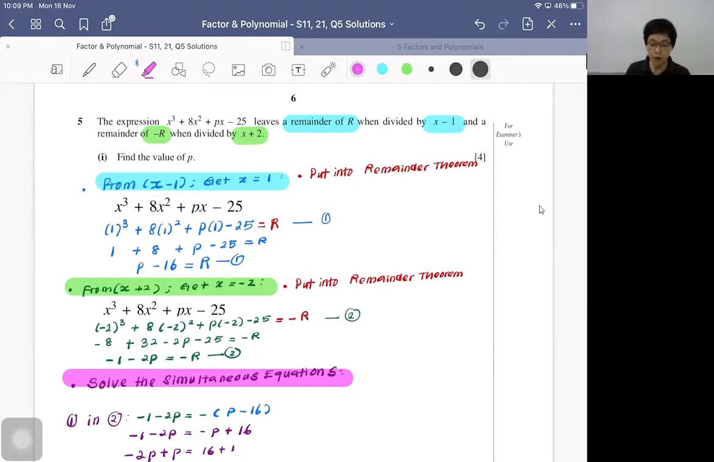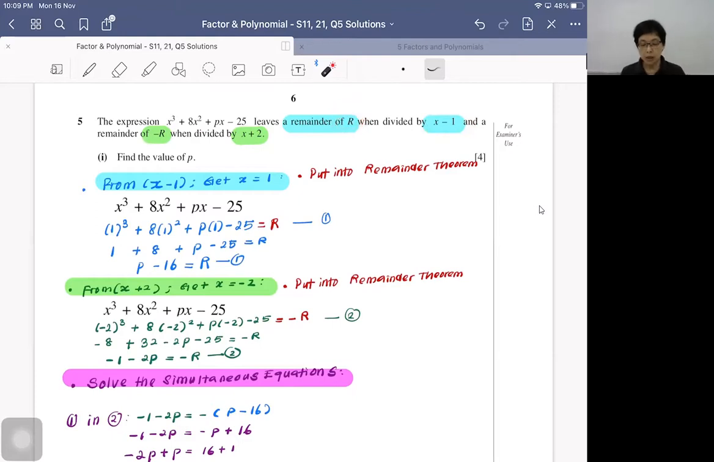Okay, now with the information given to us, we notice that there are two sets of information, and I have highlighted them in two different colors for our attention. The first set of information given in the sentence is that when this cubic expression is divided by x minus 1, it will give a remainder of r.